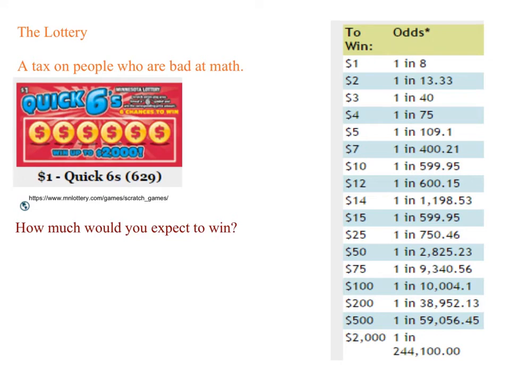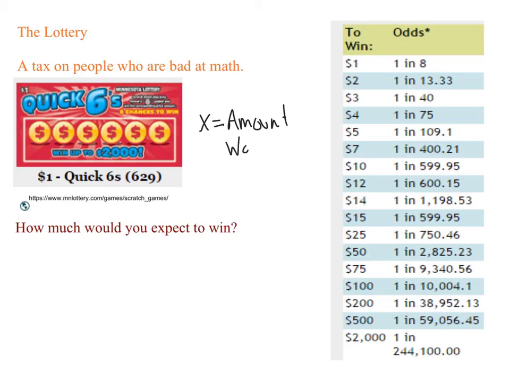All right, the lottery, or as I call it, a tax on people who are bad at math. So this is a game from the Minnesota State Lottery. I put the website there if you'd like to check out exactly what the game is. It's called Quick Sixes. And what you see here is amounts of winnings and the odds or probabilities of how that wins. So I'm going to define a random variable x as the amount won.